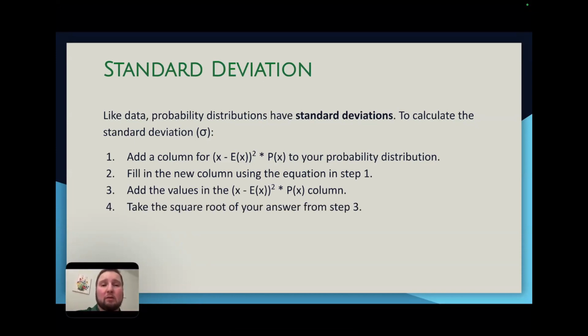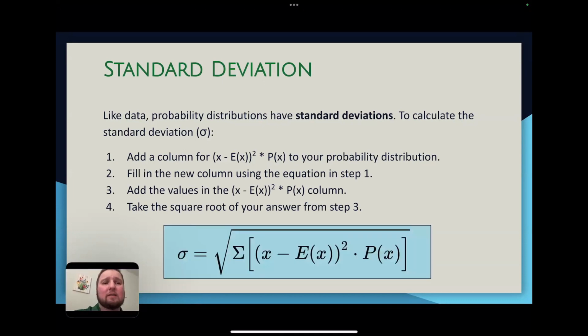The formula, which looks a little scary, is that our standard deviation sigma is the square root of the sum of (x minus E(x)) squared times P(x). And again, scary, particularly if you're not used to math notation. But that formula is exactly what those 4 steps in the data table walk us through. So let's go ahead and do that using that data table from our last example.